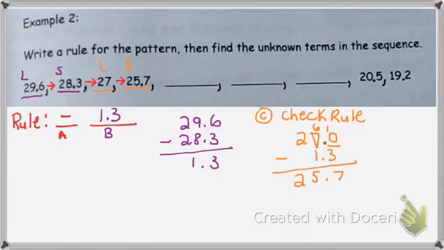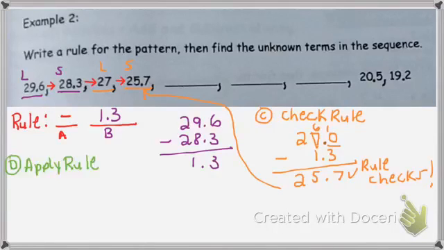So I have 25.7. And since this step C was check the rule, is that the number I should have right up here? And yes, it is 25.7, so I know that that is a correct rule, minus 1.3. And once that rule checks out, I can move ahead to step D, which is apply the rule. Again, in order to apply the rule, I take the last number that they gave me before the blank, and that would be 25.7. Apply the rule.